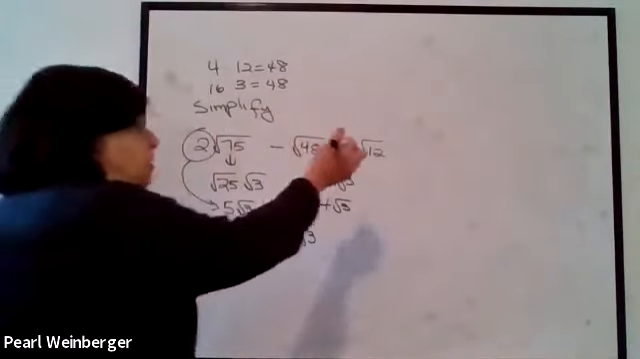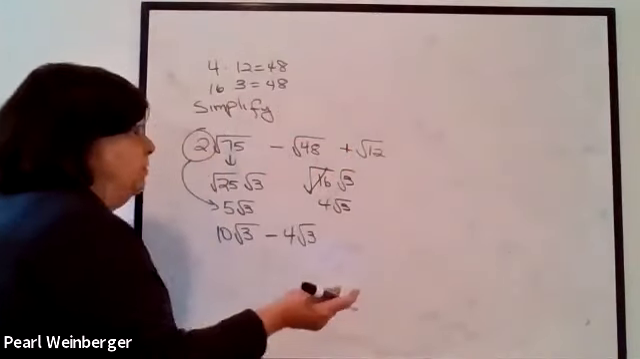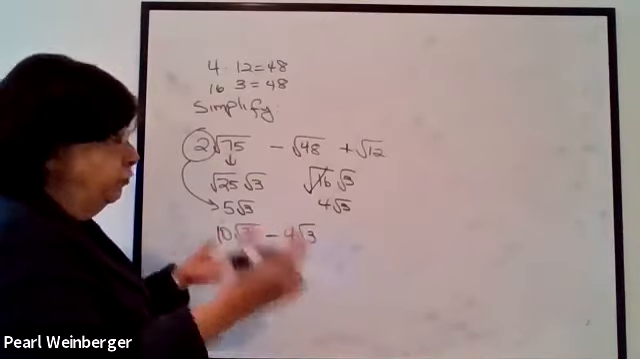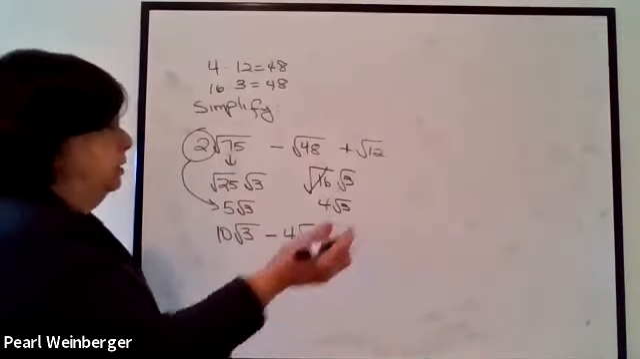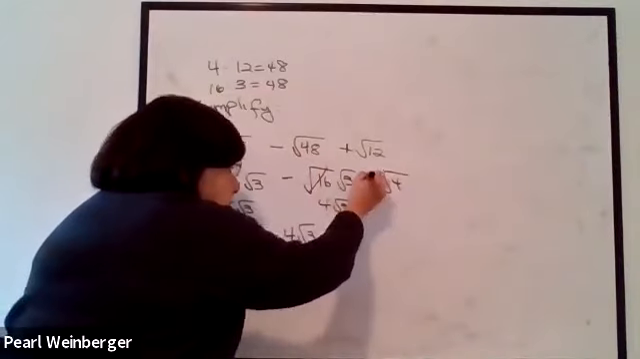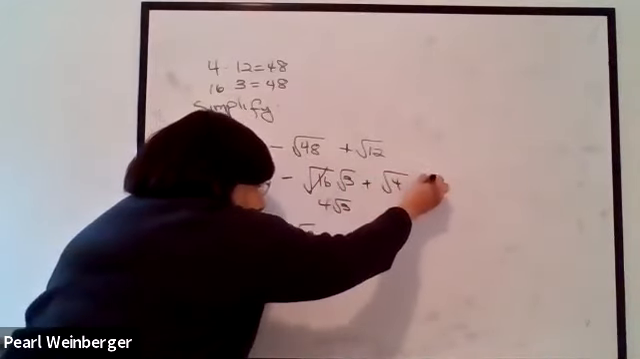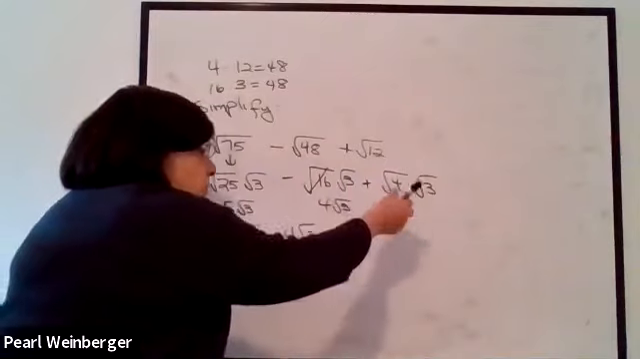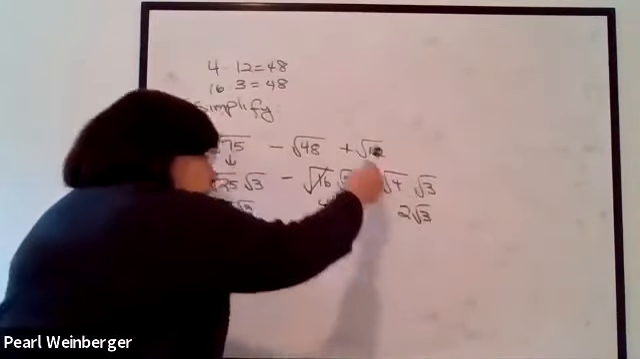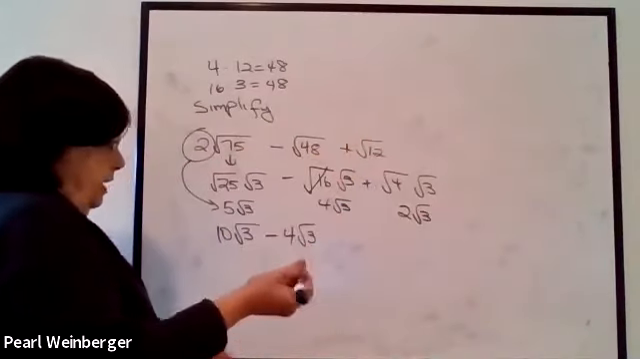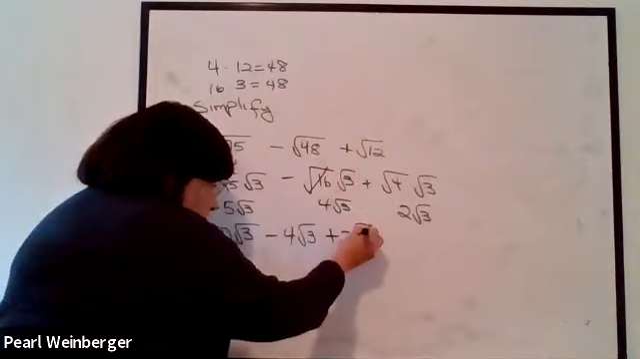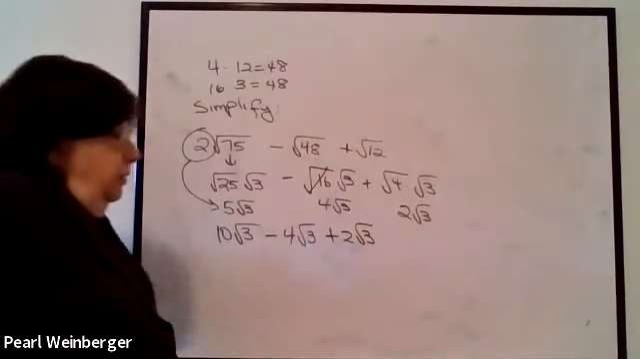And now we have radical 12. Well, 12 can be broken up into a perfect square, which is 4 times 3. So this is the square root of 4 times the square root of 3. And the square root of 4 is 2. So this becomes 2 radical 3. Again, there's only a 1 on the outside. So this just becomes, with nothing to multiply by, 2 radical 3.